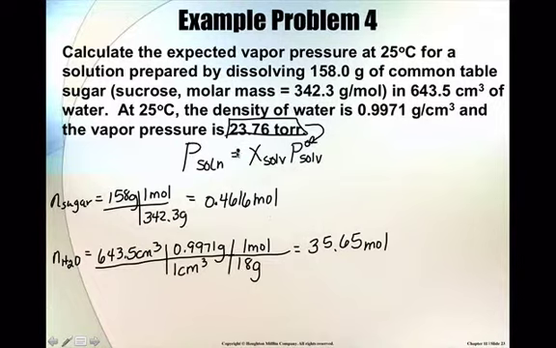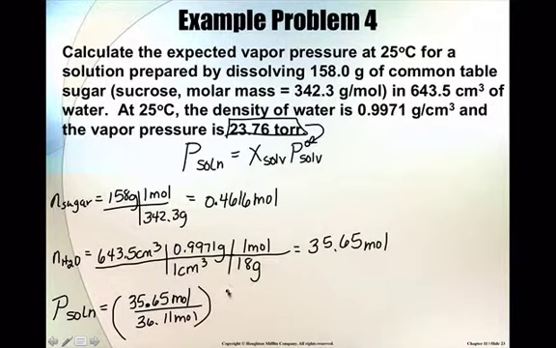So now I have my 2 mole amounts, and I can go ahead and I'm just going to plug this all in together. So I have the vapor pressure of the solution is going to be equal to the mole fraction of my solvent. The solvent is what does the dissolving, which is the water. So I'm going to put the 35.65 moles on top, and I'm going to divide by the total moles, which would be 36.11. If I were to add those two numbers together, that's what I would get on the bottom.